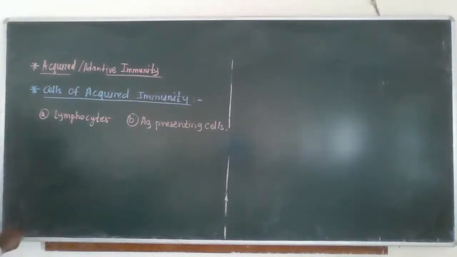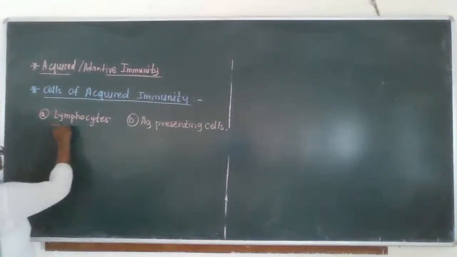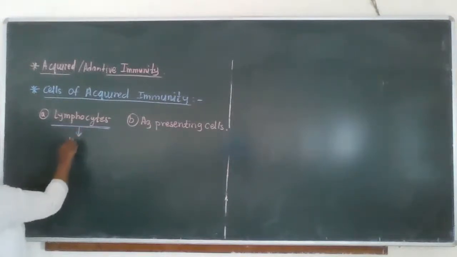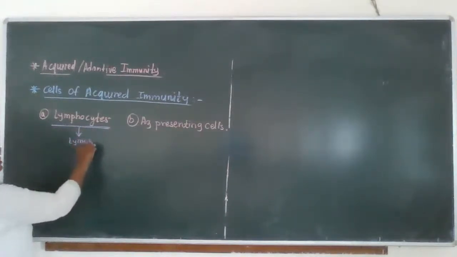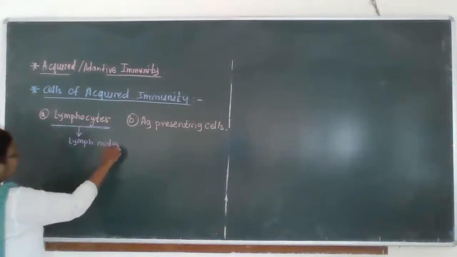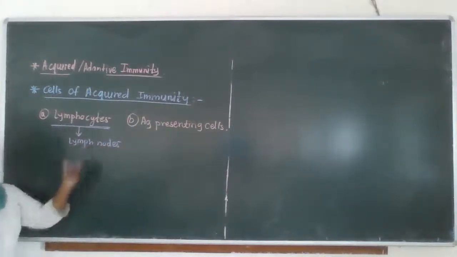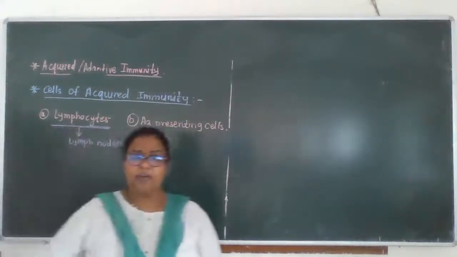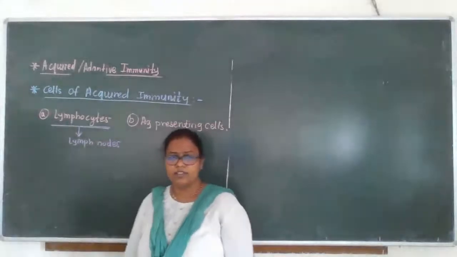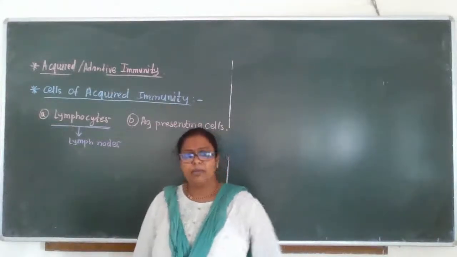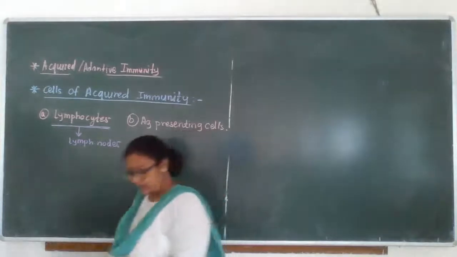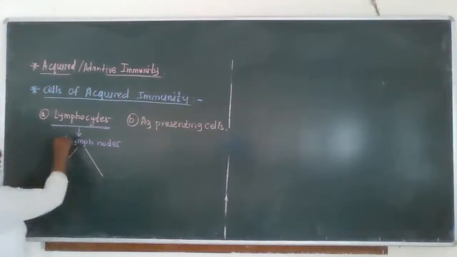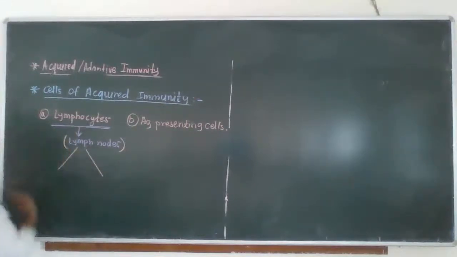First of all, we are dealing with the lymphocytes. Lymphocytes are cells present in the lymph nodes. They are produced in the lymph nodes, so they are named lymphocytes. It is a type of WBC. Majorly, there are 2 types of lymphocyte.